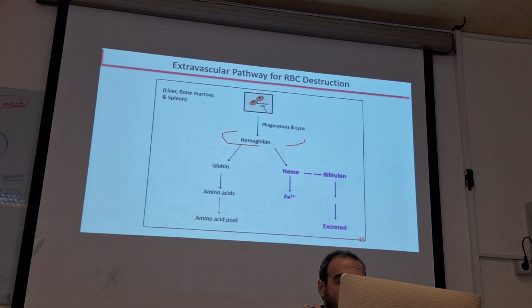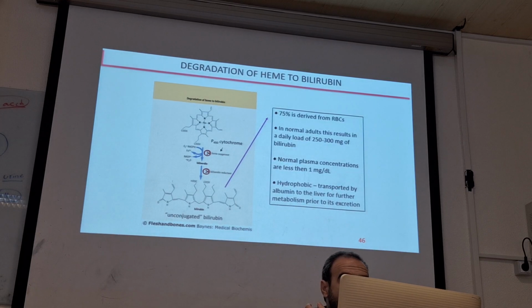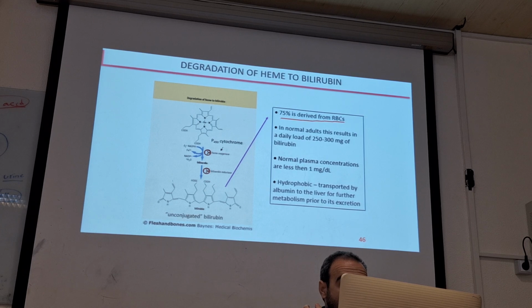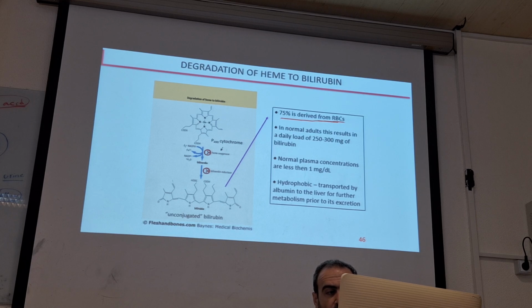Here we have hemoglobin converting to globin, the amino acid group. Heme converts to bilirubin and then is excreted. Nearly 75% of the bilirubin is derived from RBC. In a normal adult, daily we produce 250 to 300 milligrams of bilirubin. The normal plasma concentration of bilirubin is less than 1 milligram.